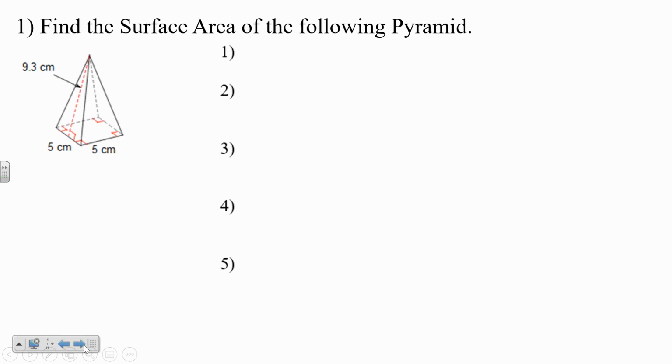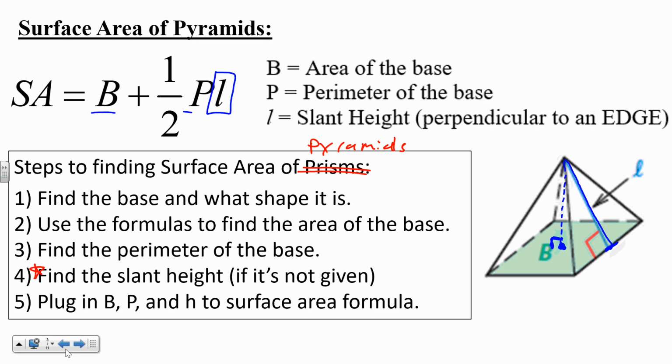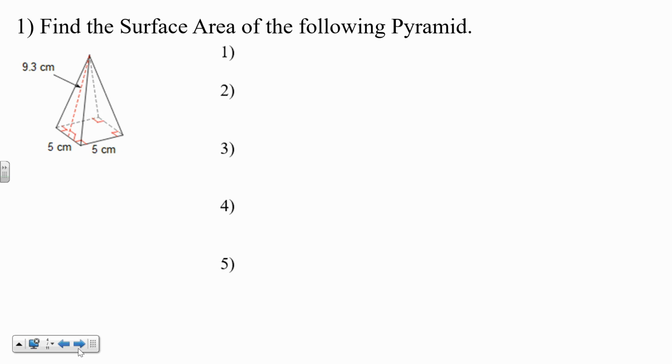So find the surface area of the following pyramid. The very first step, find the base and what shape it is, then find the area of the base, find the perimeter of the base, then the slant height. So the base is a square. So the area of a square is the side length squared. The perimeter of a square is 4 times the side length.